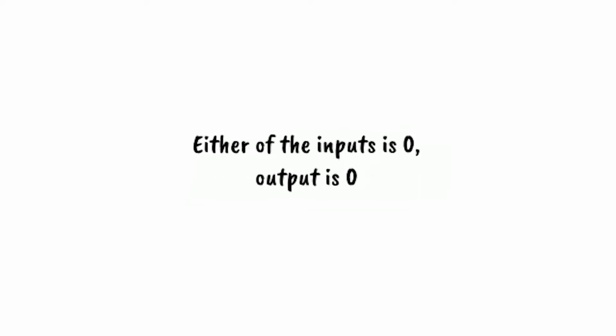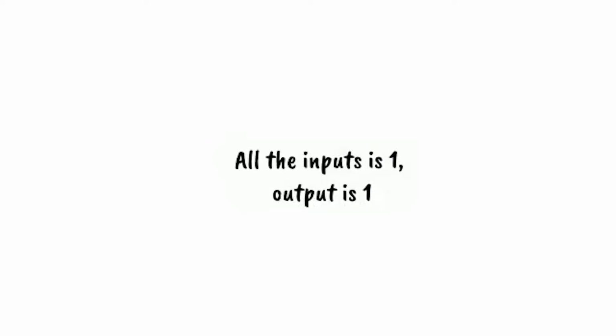What is an AND gate? An AND gate is a logic gate having two or more inputs and a single output. An AND gate operates on logical multiplication rules. In this gate, if either of the inputs is low, then the output is also low. If all of the inputs are high, then the output will also be high.